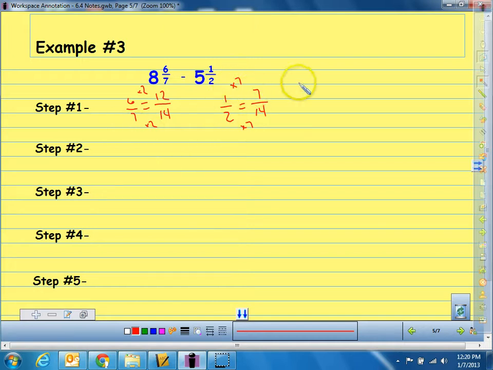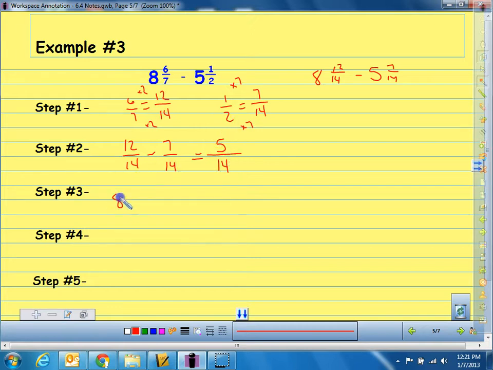So now I have 8 and 12/14 minus 5 and 7/14. All right. So step 2, work with my fractional part. What do I get when I take 12/14 and I subtract 7/14? Well, my bottom number is the same, so I know it's going to stay the same. I'm still going to have a 14 on the bottom. When I take 12 and subtract 7, I'm left with 5. So 5/14 is my fractional part.